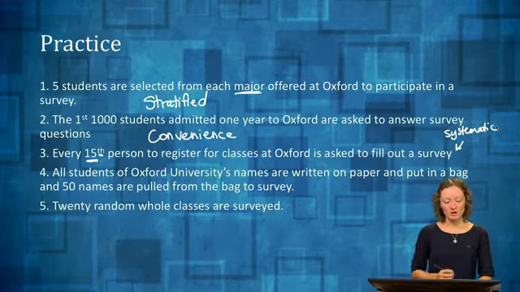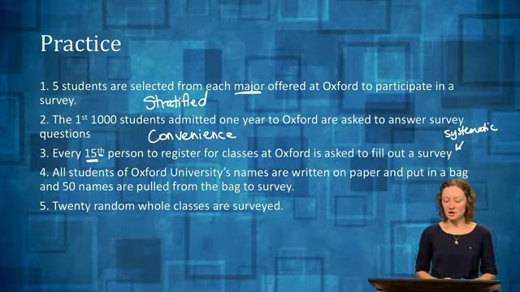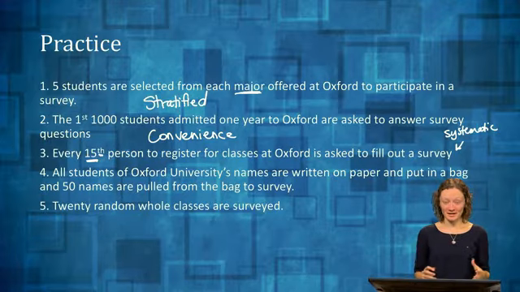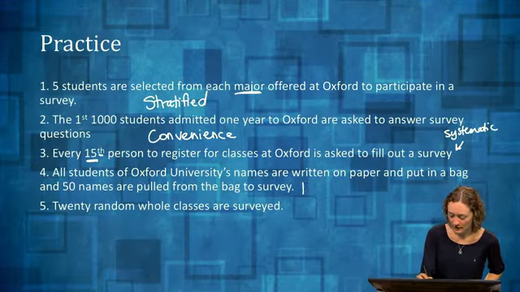The next one: all students of Oxford University's names are written on paper, put in a bag, and 50 names are pulled from the bag to survey. This is as close to a description as I could get without using the word generator. This one is random.